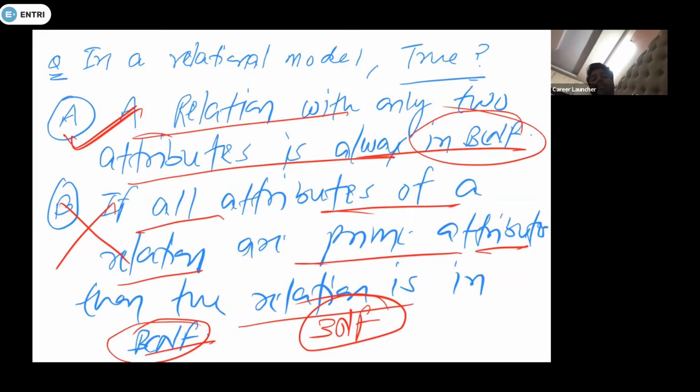Okay, with two attributes, all other statements are false. If all prime attributes are there, then the relation is in 3NF, not in BCNF. At least one non-prime attribute is not necessary. BCNF decomposition preserving functional dependency is not necessary. Already seen in DBMS, like functional dependency. Okay. Now next one.